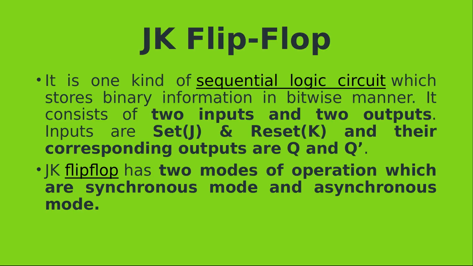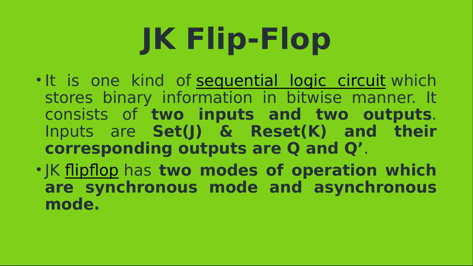Okay, so the JK flip flop consists of two inputs. One is represented as J. The J is called the set state. The other one is called the reset state. The corresponding outputs are Q and Q bar.